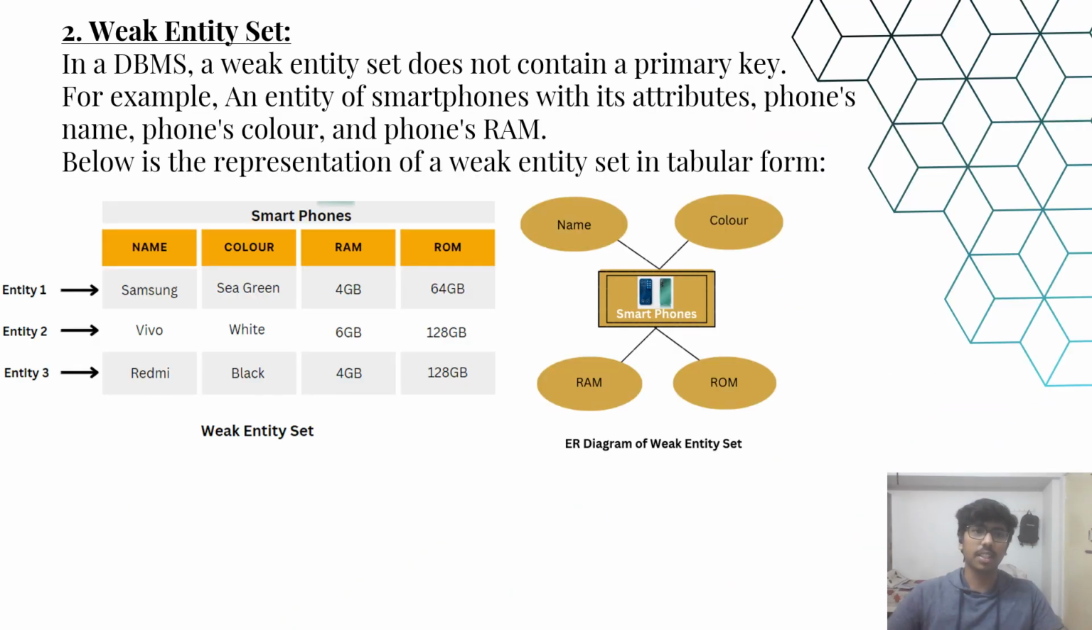A weak entity set. In DBMS, a weak entity set does not contain a primary key. For example, an entity of smartphone with attributes phone's name, color, and RAM. As we can see in the representation below, the name of the phone may be similar. Like many of the phones have the same name, so it's not unique. The same goes with the color, RAM, and ROM also. So this would be considered as a weak entity, as it does not have any primary key.